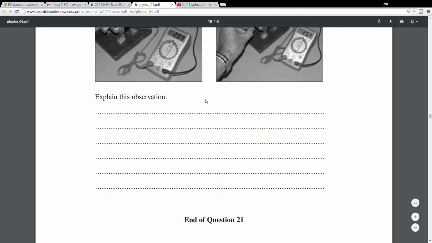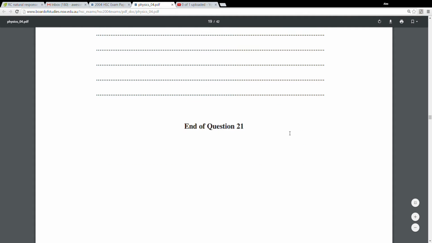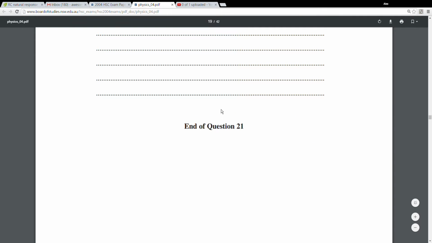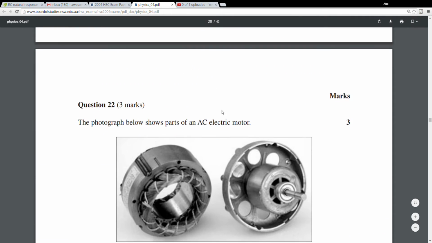2.54. I'll probably draw a line and then just say observation 1, observation 2. How many marks? 3 marks. So it'd be probably good to make reference to Lenz's law.